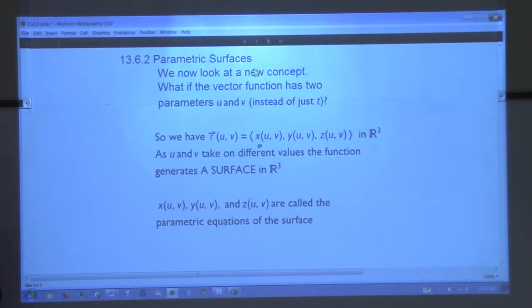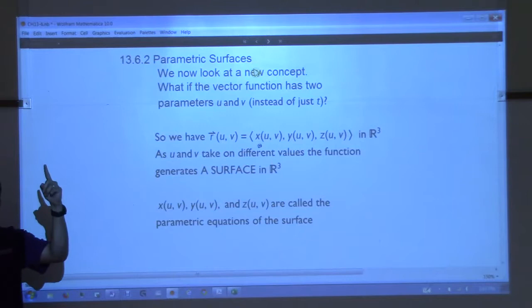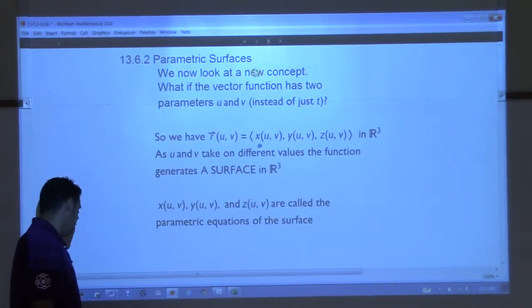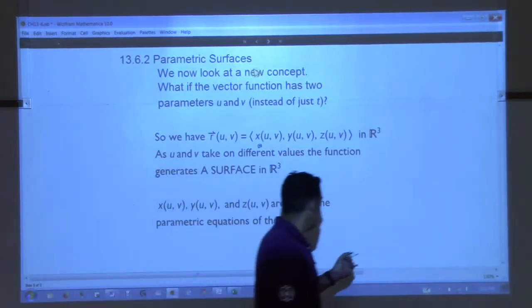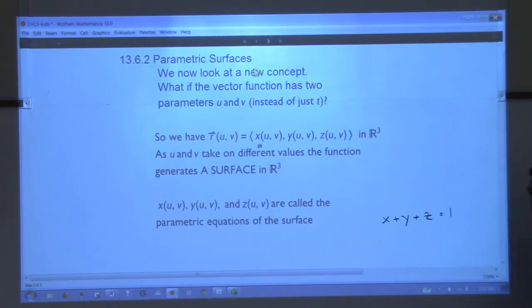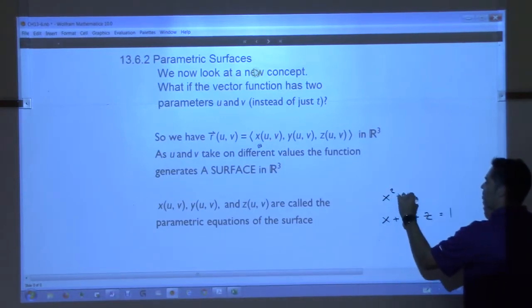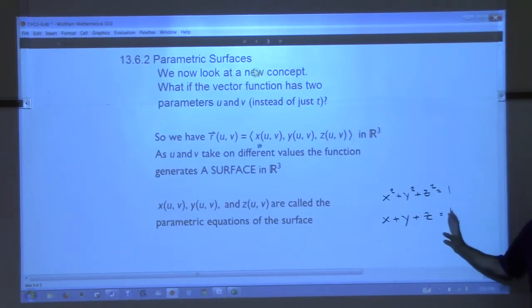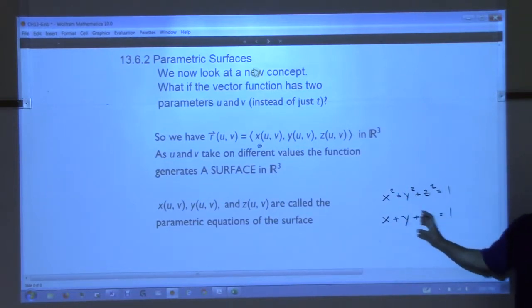So now what we're going to look at is how can we draw surfaces with vector functions instead of curves. Now we can draw surfaces already. I mean, we've dealt with a lot of surfaces. One of the most basic examples of a surface that we could look at right now would be something like that. That's a plane, right? That's the equation of a plane. We could do something like x squared plus y squared plus z squared equals 1. That's a sphere, right? So we know how to draw surfaces, but we want to draw them with a vector function instead of a scalar equation.